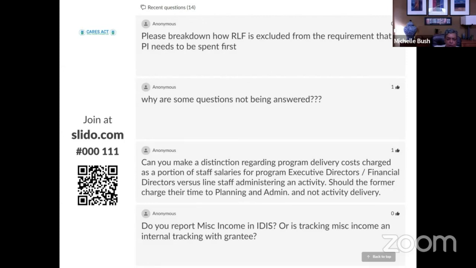Okay. Can you make a distinction regarding program delivery costs charged as a portion of staff salaries for program executive directors, financial directors versus line staff administering an activity? Should the former charge their time to planning and admin and not activity delivery?